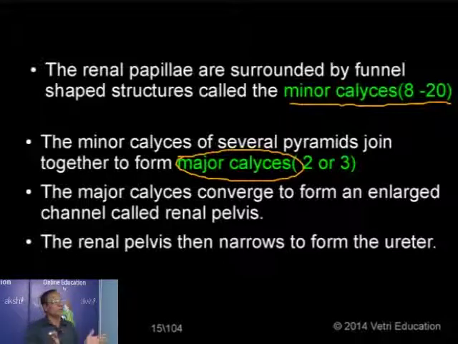And normally the calyces converge, particularly the major calyces, to form an enlarged cavity. That cavity is known as the renal pelvis. It's also called renal sinus, where the urine is collected and from where it is carried away through the ureter. So the renal pelvis narrows to form the passage called the ureter, which carries the urine towards the urinary bladder.